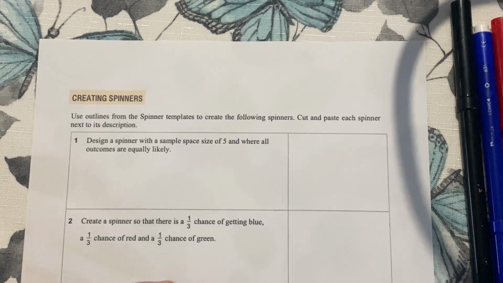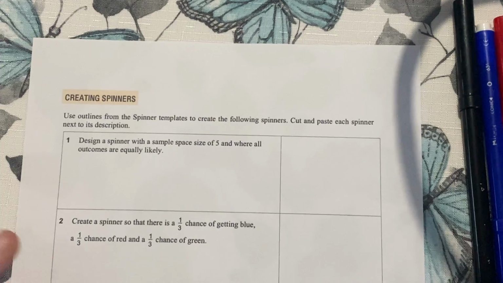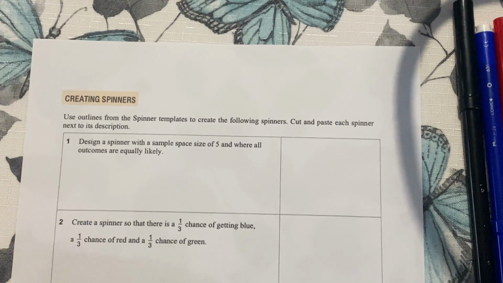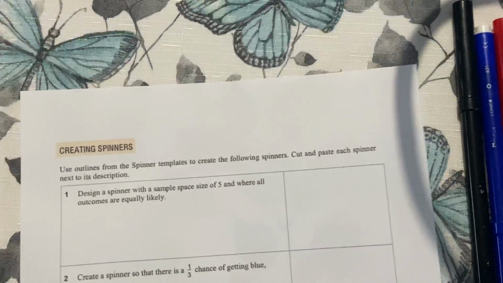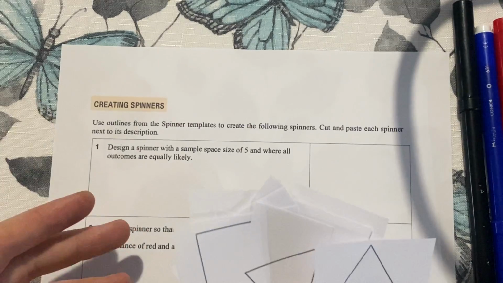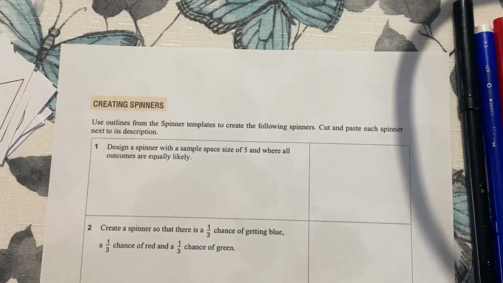Hey guys, just a really quick video for the week 5 lesson 1 worksheet. I noticed a few questions and a few people who haven't quite done it right. So what you should get is this worksheet here, and then there was a second page with all the shapes. Now I've cut them out. These shapes are just a bit of a guide for creating your spinner.